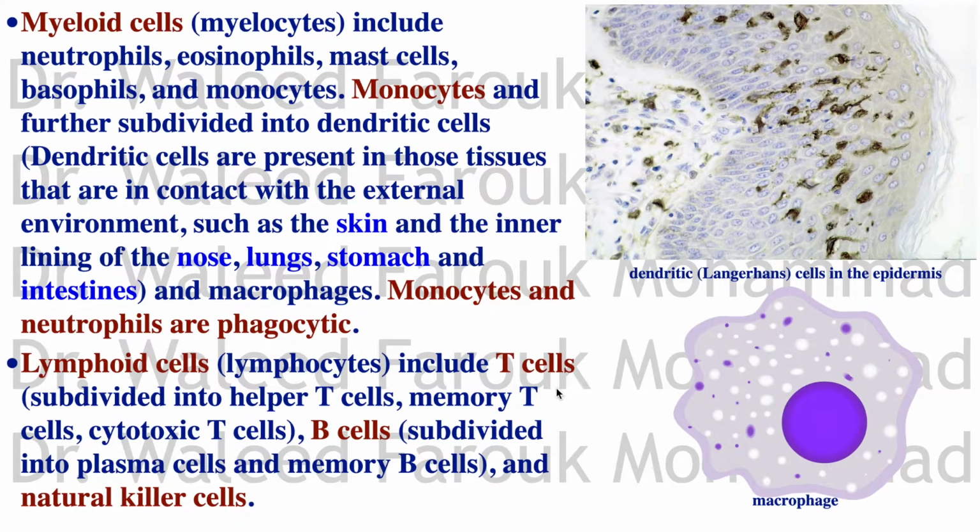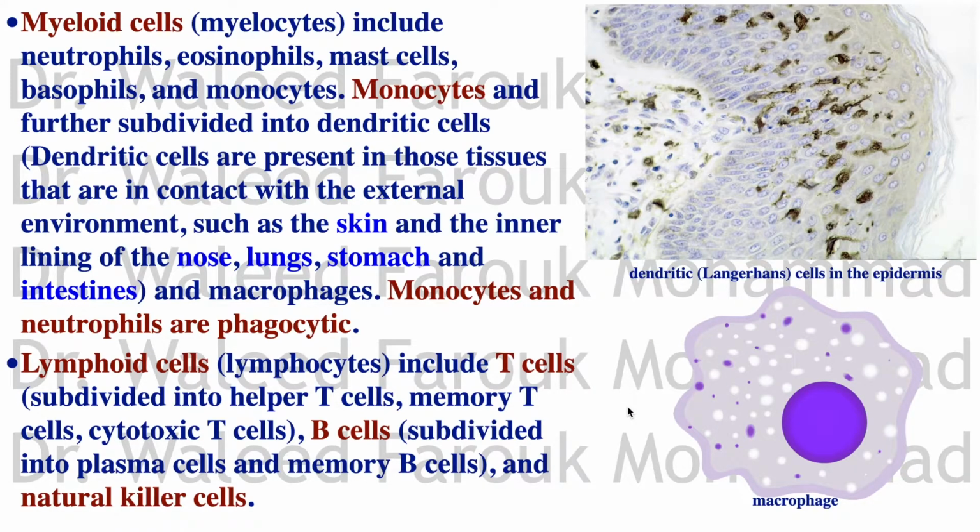The myeloid cells include neutrophils, eosinophils, mast cells, basophils, and monocytes. You can subdivide the monocytes into dendritic cells and macrophages. Dendritic cells, this is a picture of dendritic cells. These are cells present in tissues in contact with the external environment, like the Langerhans cells in the epidermis, which you can see abundant here in this section of epidermis. And this is a picture of a macrophage.